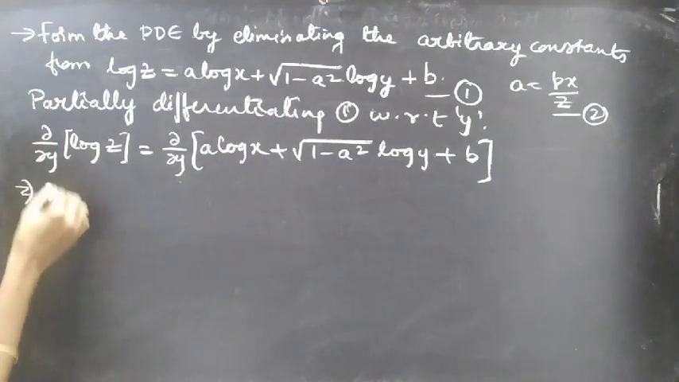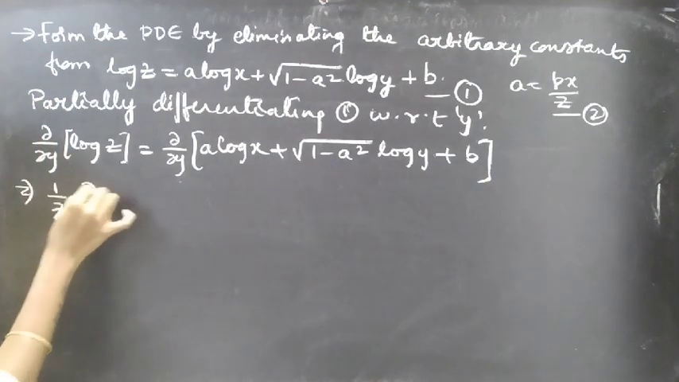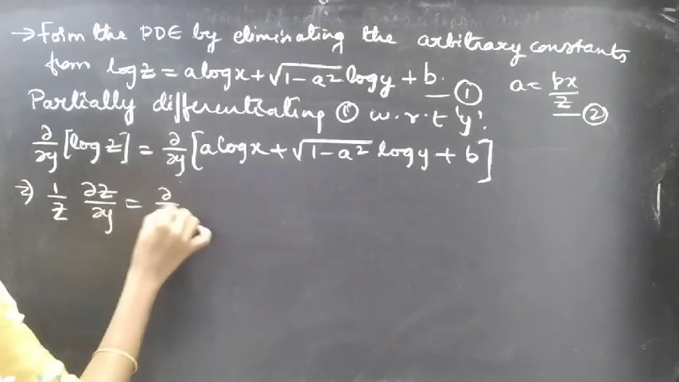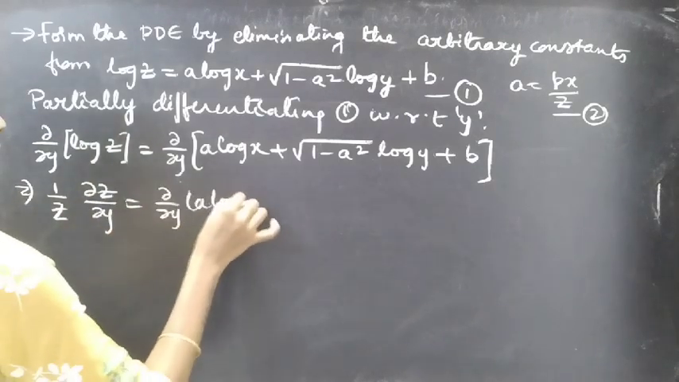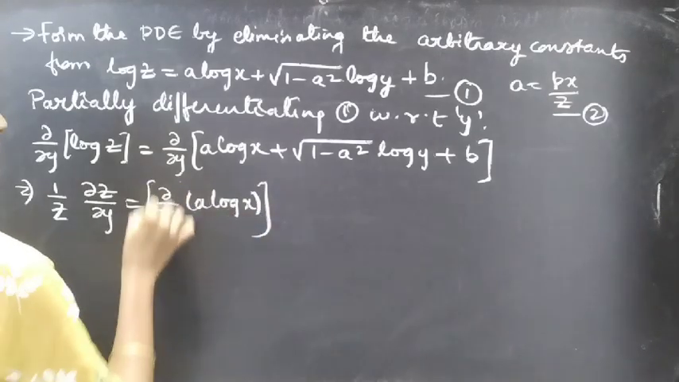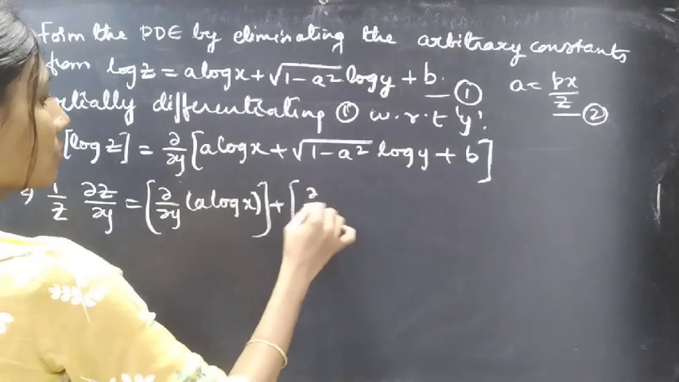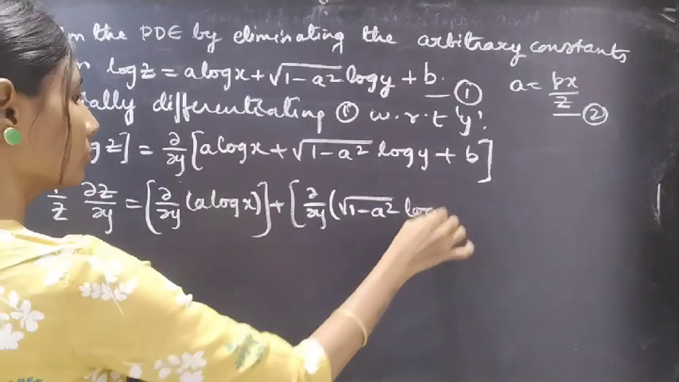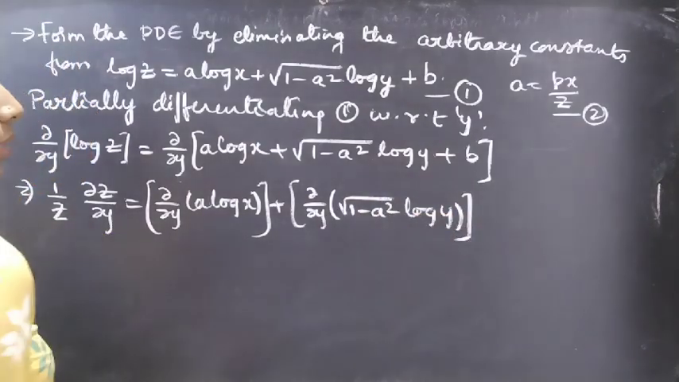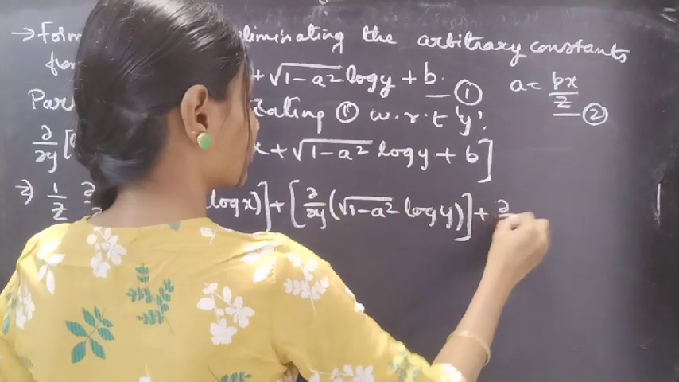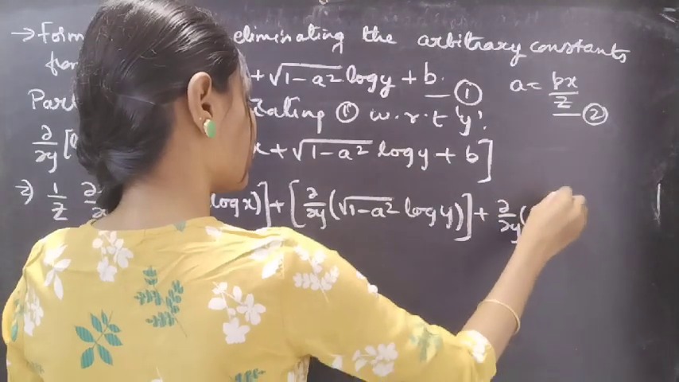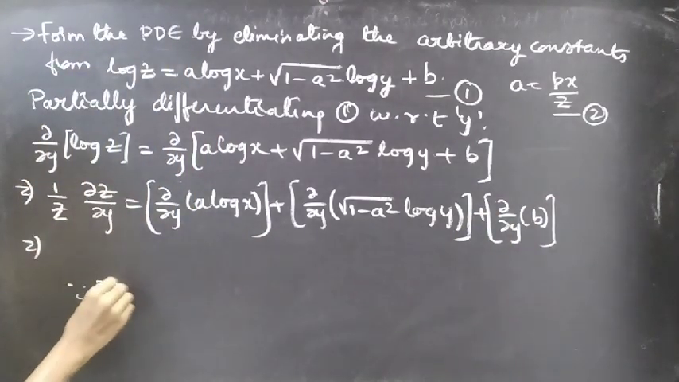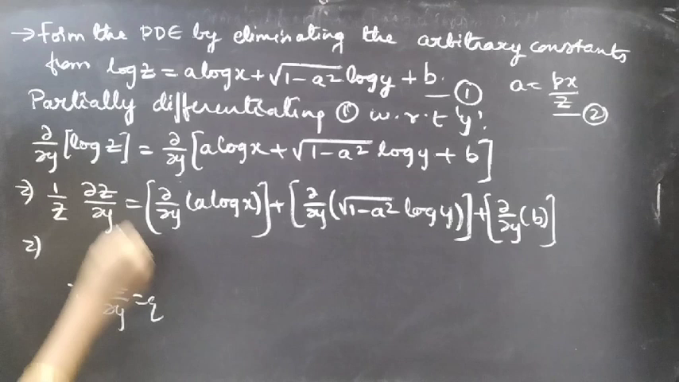Partial derivative of log z with respect to y is 1 by z into dou z by dou y equal to dou by dou y of first term plus dou by dou y of second term plus dou by dou y of last term. Since we have a notation dou z by dou y equal to q, let's replace it by q.